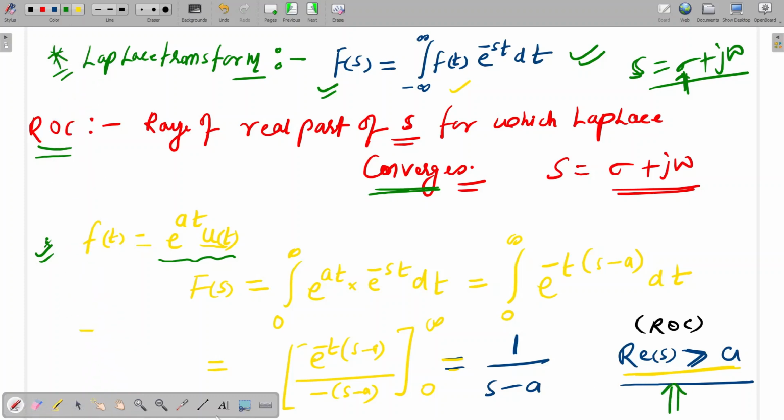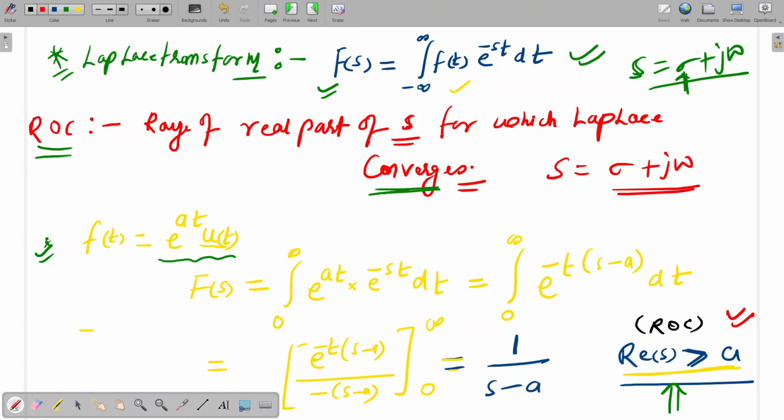Is this explanation clear to all? Otherwise, I will discuss again. Is it clear? Can anyone reply? Everyone got this? How is this ROC defined? How did we get that ROC for e to the power at ut?